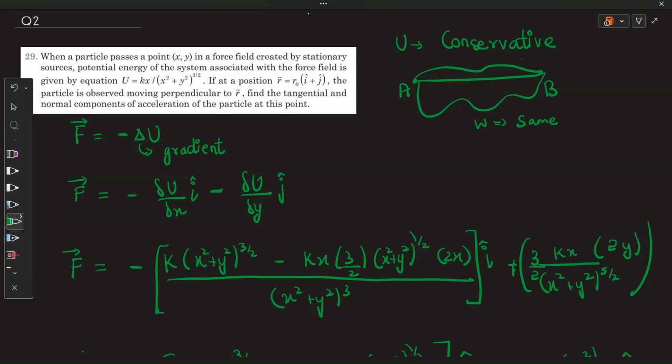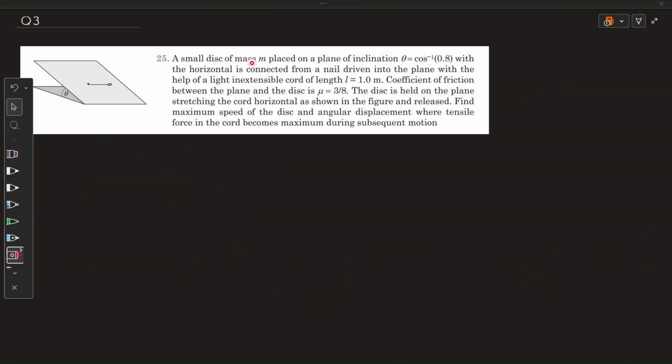Question number 3. A small disk of mass m placed on a plane of inclination theta is cos inverse 0.8 with the horizontal is connected from a nail driven into the plane with the help of a light inextensible cord of length L. Coefficient of friction between the plane and the disk is mu. The disk is held on the plane stretching the cord horizontally as shown in the figure and released. Find maximum speed of the disk and the angular displacement where tensile force in the cord becomes maximum during subsequent motion. First, let's analyze the motion.